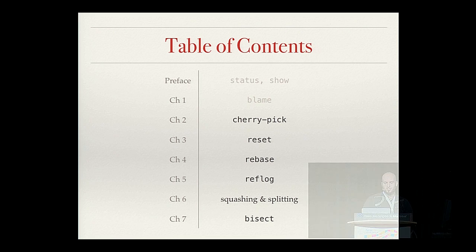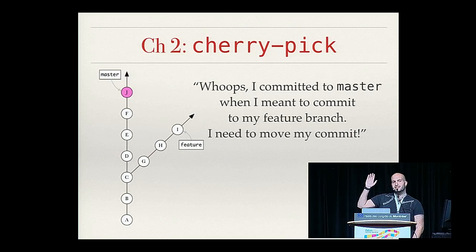Now we're going to start changing things. So how many of you have been in this situation? I committed to master when I meant to commit to my feature branch, and I need to move my commit to a different branch. Happens to me all the time. So in this case, we have this commit J, which is on master, and we want to move it to the feature branch. So how do we do that? We can use cherry pick to do that.